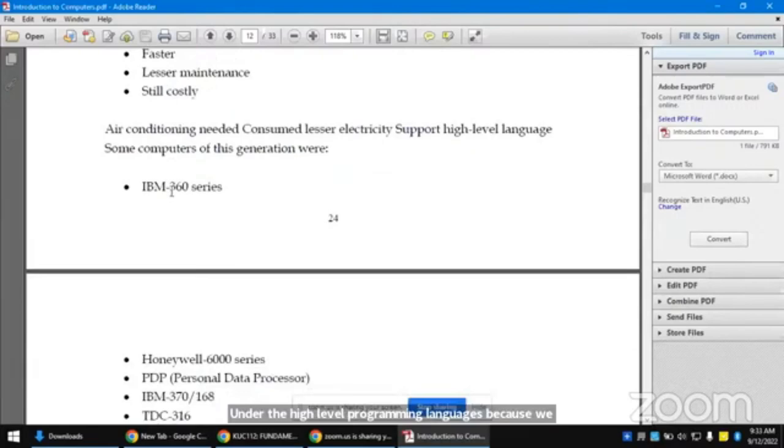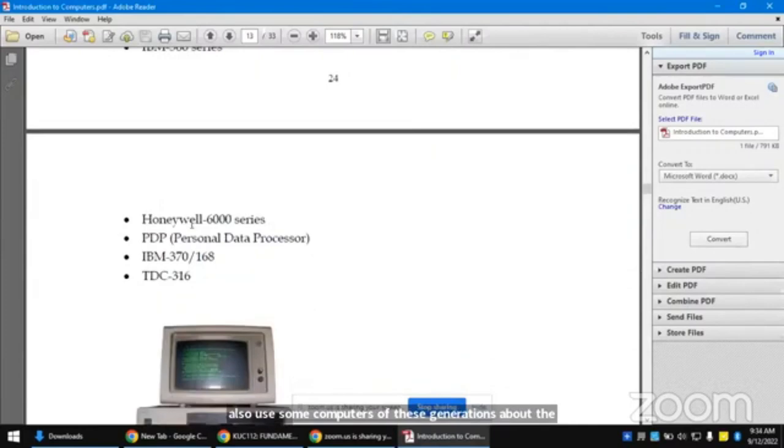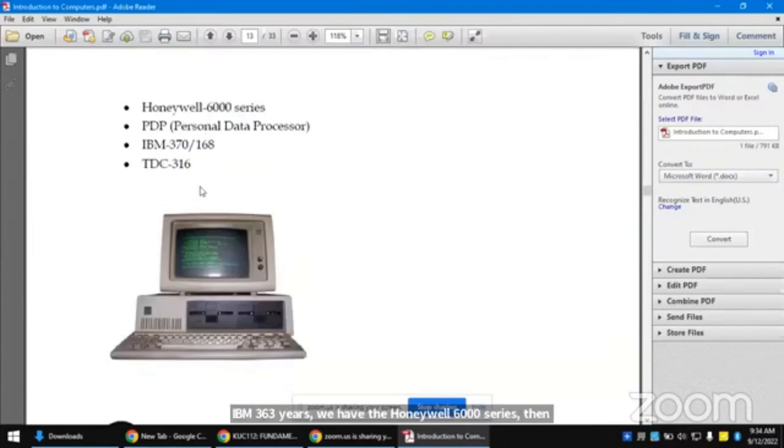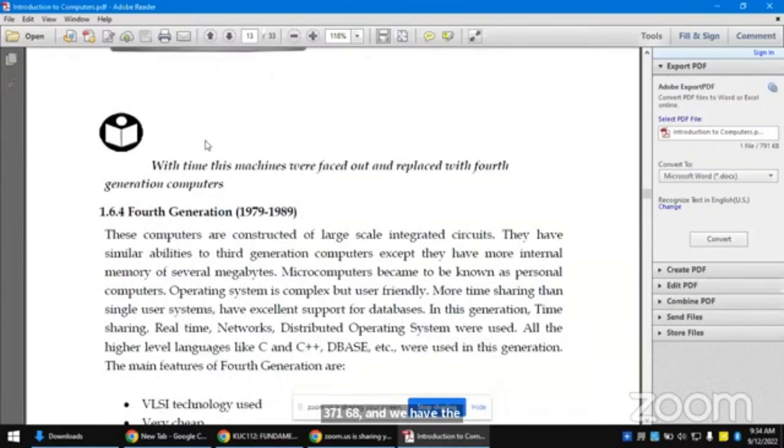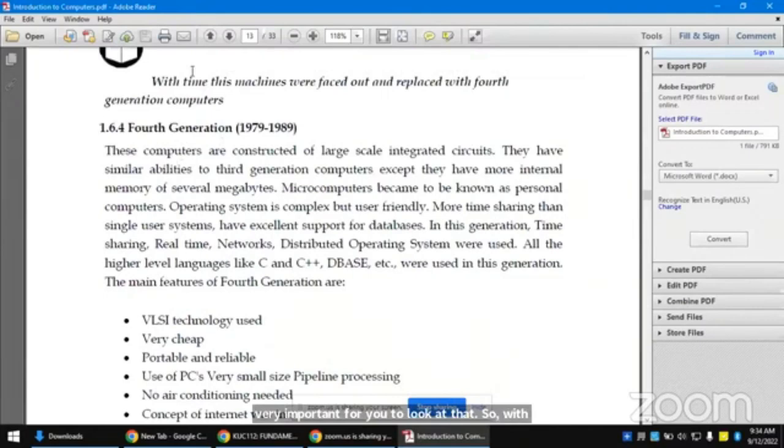We have the Honeywell 6000 series. Then we have the PDP, or the personal digital processor. The IBM 370/168. And we have the TDC 360. Very important for you to look at that. So with time, these machines were phased out and replaced with the fourth generation computers.